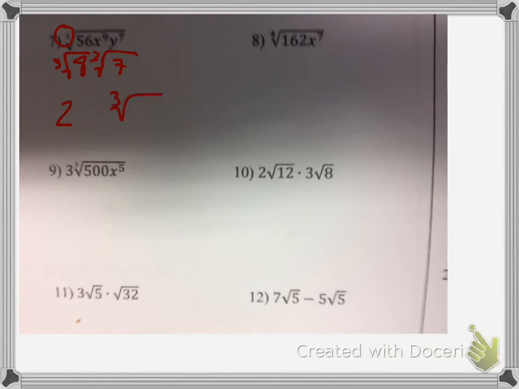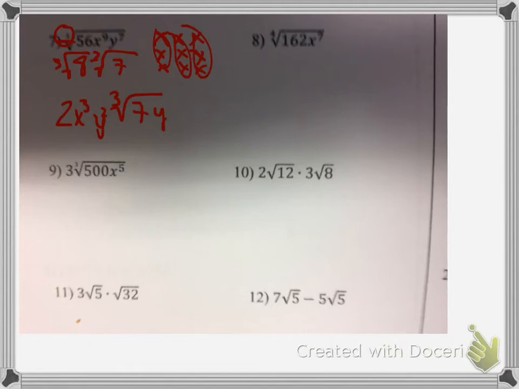Cube root of 7. Then 9 x's will give me 3 groups: 1, 2, 3. So x cubed. 7 y's will give me 2 groups with 1 y left over. So if you drew out 7 y's, you would have 2 groups of 3. Notice, based on the index, that's how many I want in a group.